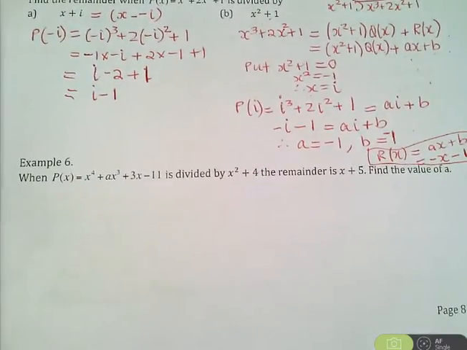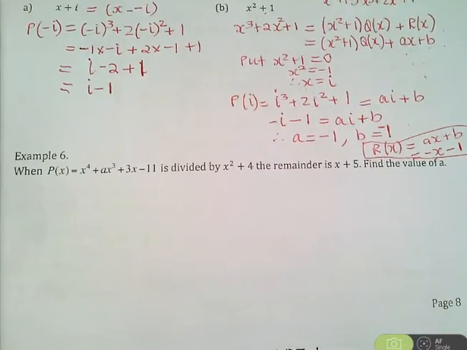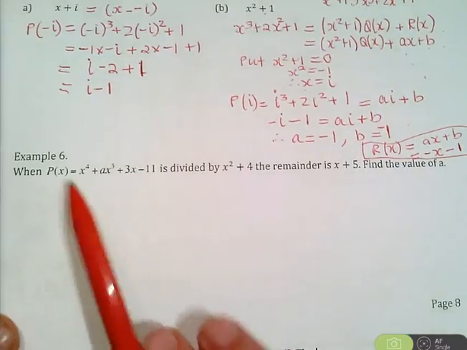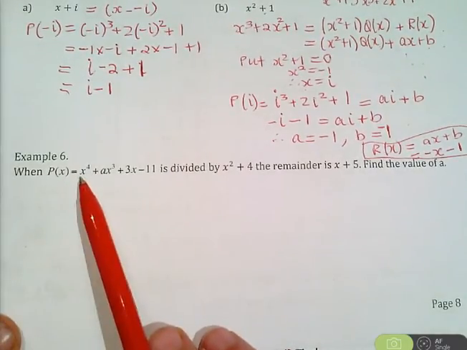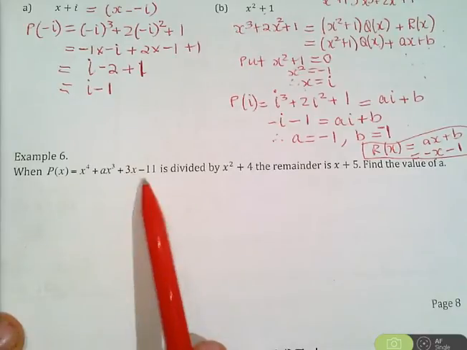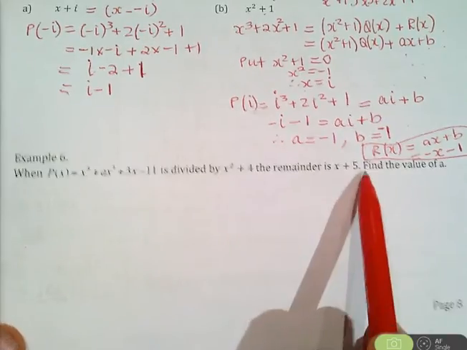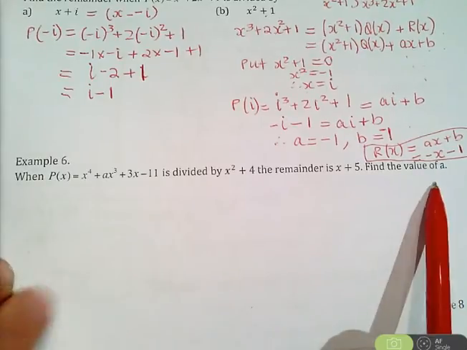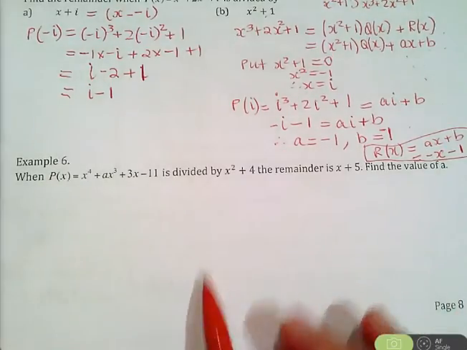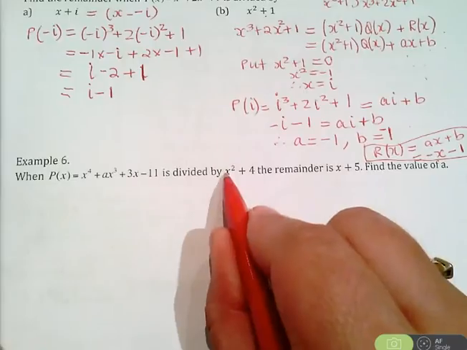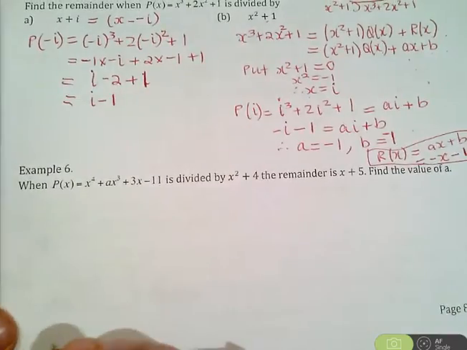So now for this last example, example 6. It says when your polynomial in x, which is this, x to the power of 4 plus ax cubed plus 3x minus 11, is divided by x squared plus 4, the remainder is x plus 5. Find the value of a. So similar thing, we're going to do the remainder theorem again, but we're just going to see what's going to be good to substitute.